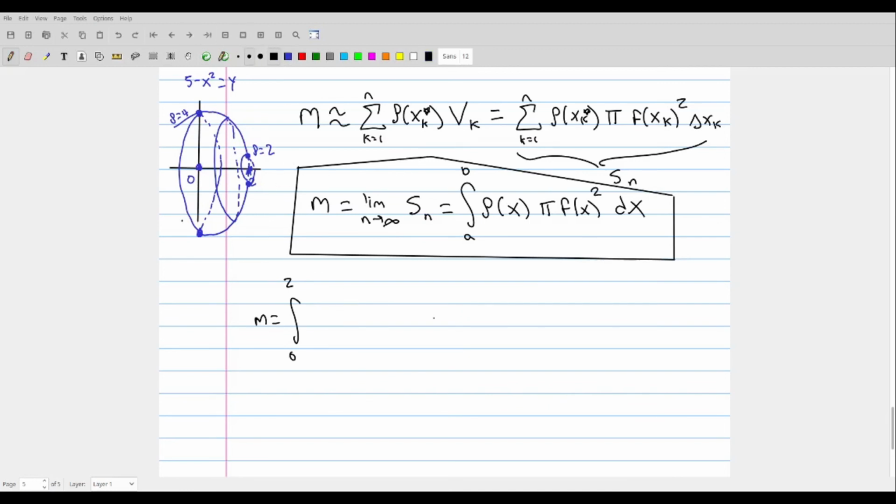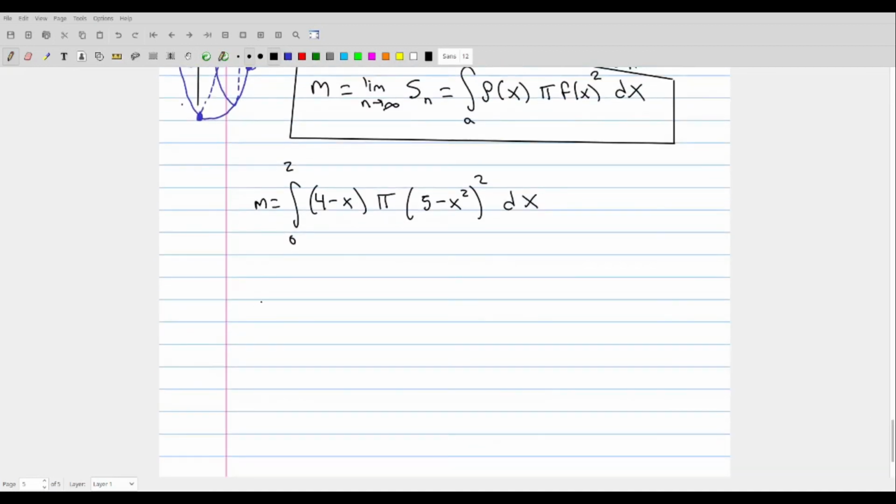So applying the formula here, the total mass is going to be the integral of the density function, which is 4 minus x, times pi times f of x squared, and f of x is 5 minus x squared, dx. So this integral is going to be the exact integral. If you go through and do the integral, you're going to get the exact mass of this object in this region.